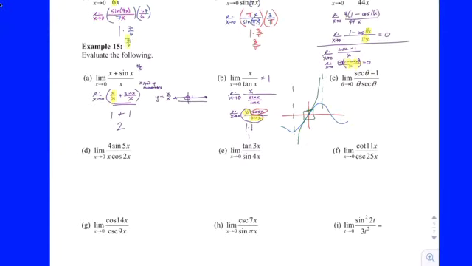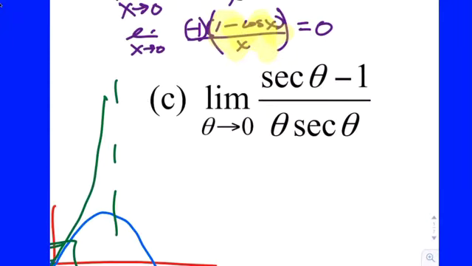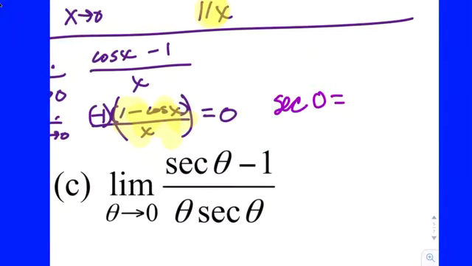All right, 15c, instead of x, we've got our old friend from pre-cal, Mr. Theta, right? We're approaching 0, never not first, direct sub. What is secant of 0? Secant of 0 is, well, no, I think it's D and E, right?